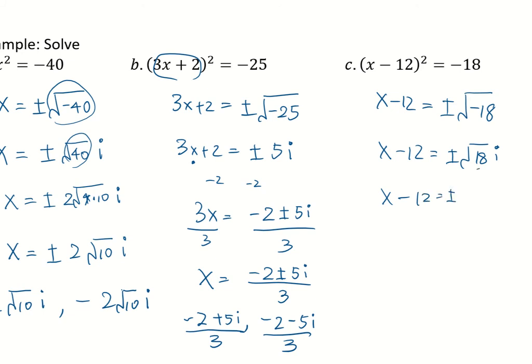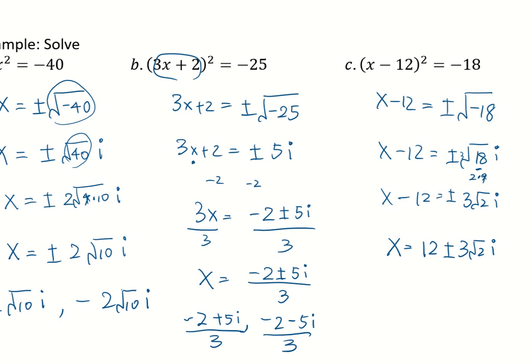Plus or minus, 18 is 2 times 9, where this 9 can come out as a 3. Right, so that's 3 times the square root of 2i. Okay, now add 12 on both sides, you have x equals 12 plus or minus 3 square root of 2i.